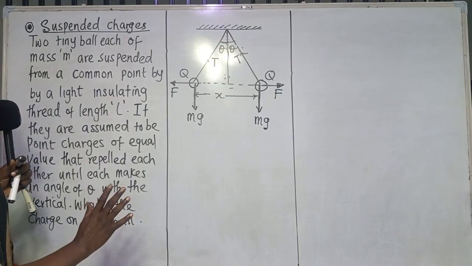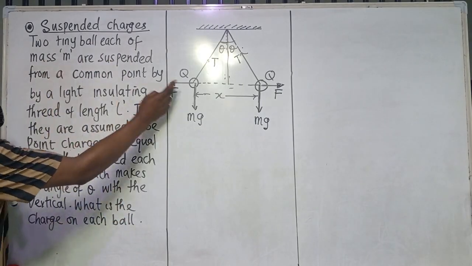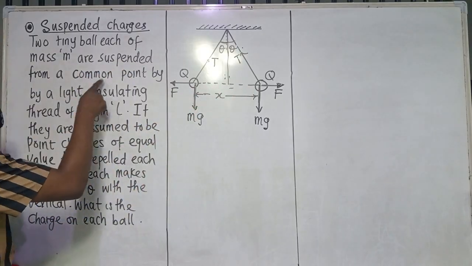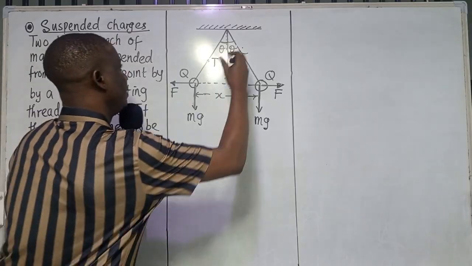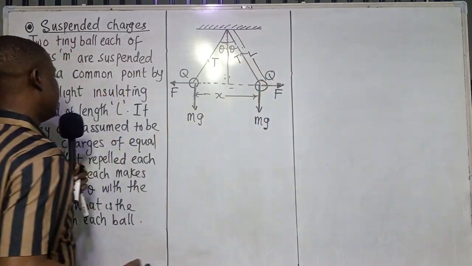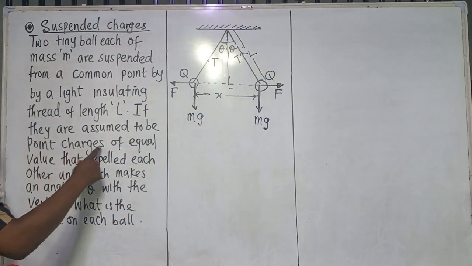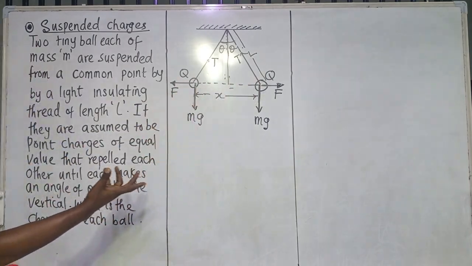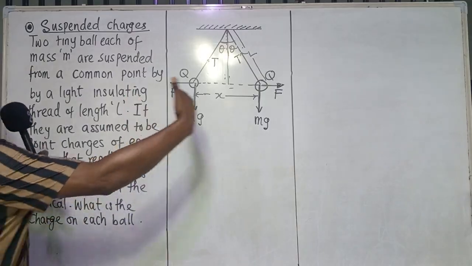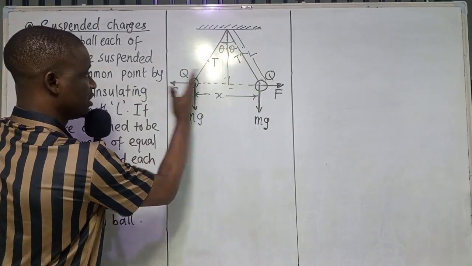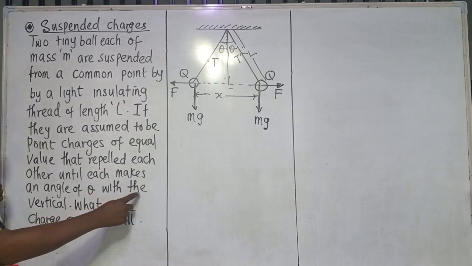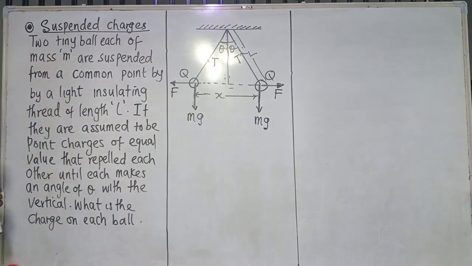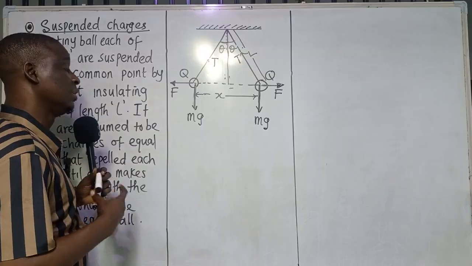So let's go back again to the question. Two tiny balls, each of mass M, are suspended from a common point by a light insulating thread of length L. This is length L. They are assumed to be point charges of equal value that repel, this one going there and this one going there, until each makes an angle theta with the vertical, which is this. We want to find the charge.